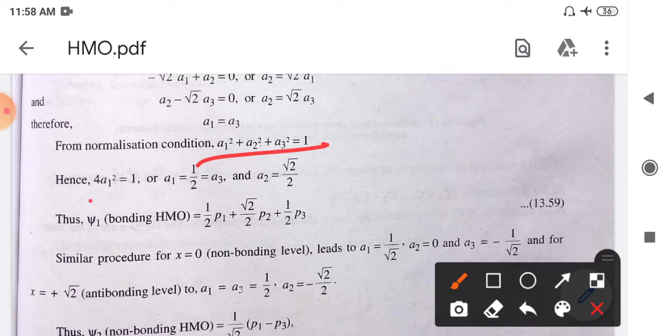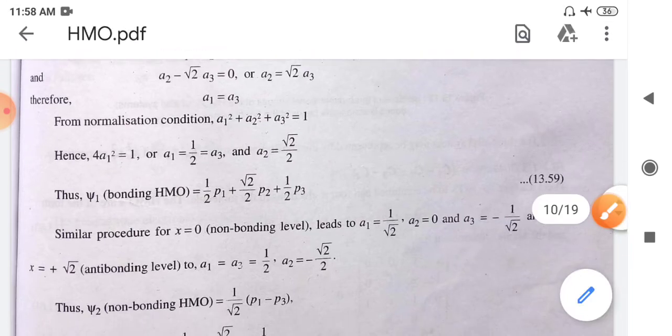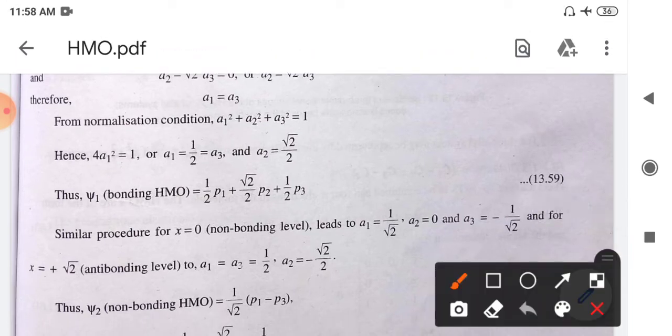So based upon that we can get 4a1 square is equal to 1, or a1 is equal to 1 upon 2, which is equal to a3, and the value of a2 is 1 upon 2 times root 2, which is root 2 upon 2. So the first bonding molecular orbital is 1 upon 2 p1 plus root 2 upon 2 p2 plus 1 upon 2 p3.